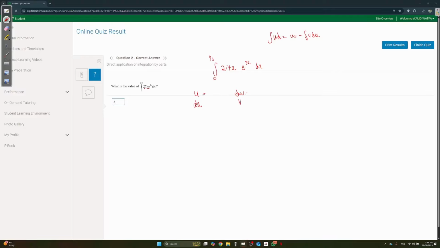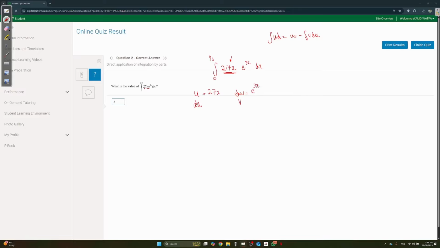So let's see. Which one here is easier for me to derive and which one is easier for me to integrate? Like I told you, anytime you see a linear function, 27x, 7x, 15x, 24x, always choose that as your u. It's going to make your life very easy. Okay, and then dv goes to e to the 3x.